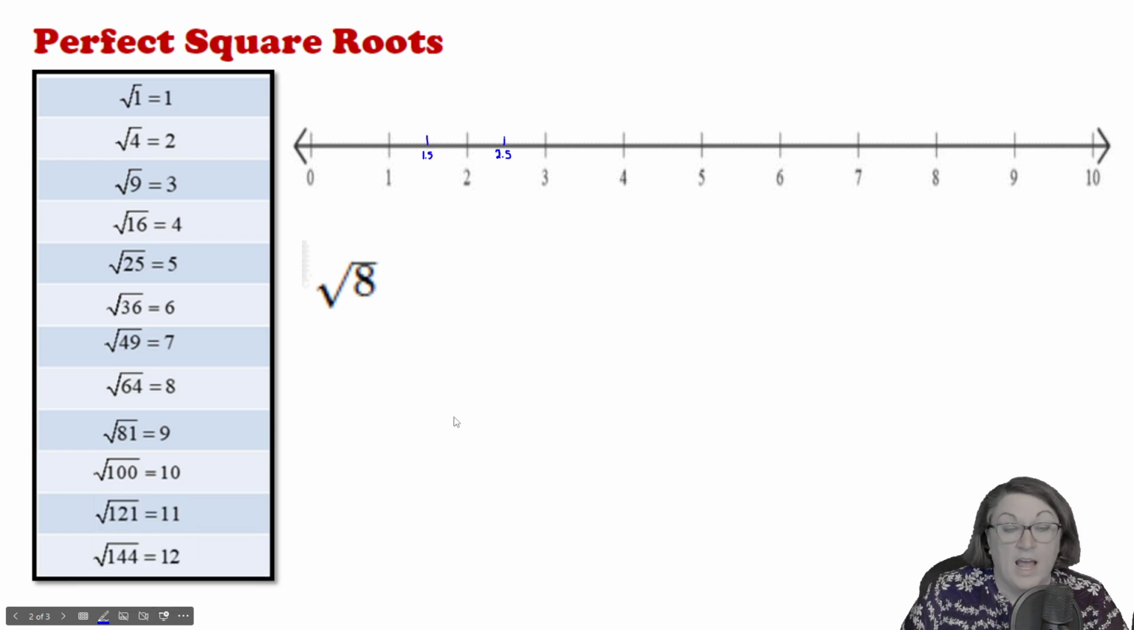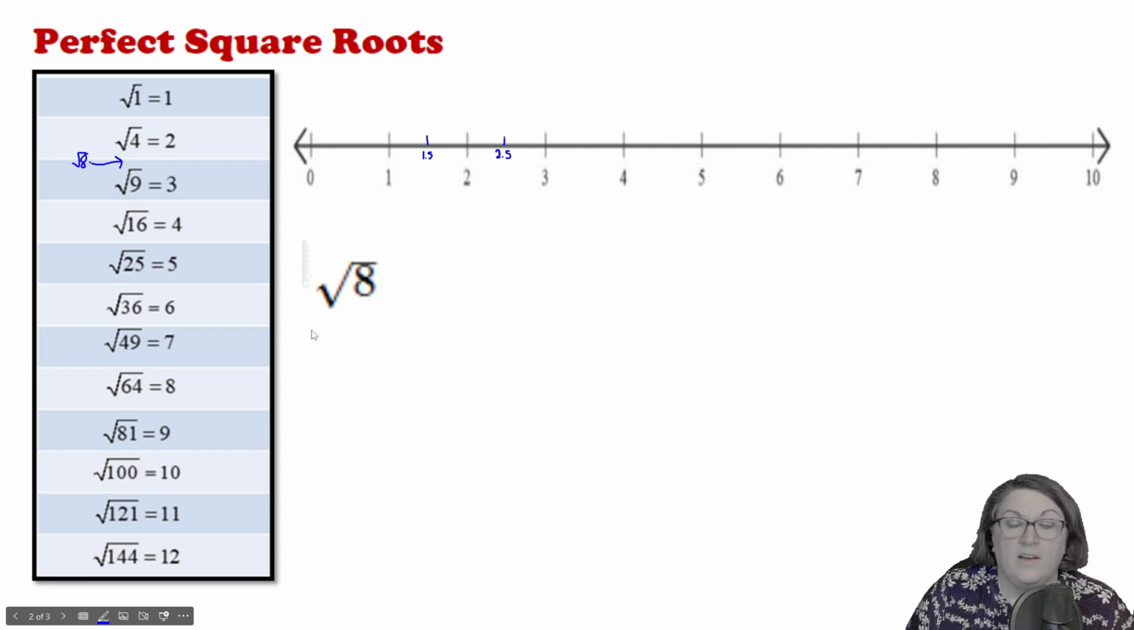Okay, so now we have the square root of 8. So the first question is, what two perfect squares is the square root of 8 going to fall between? If you start at the top and go down, as you can see, the square root of 4 and the square root of 9, the square root of 8 is going to fall in between those two. So it's going to fall somewhere in there.